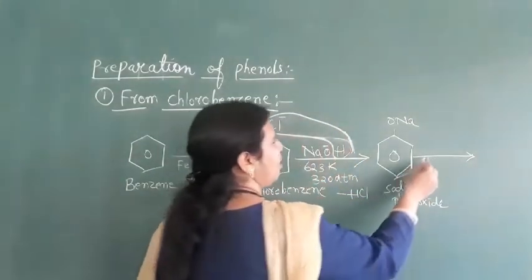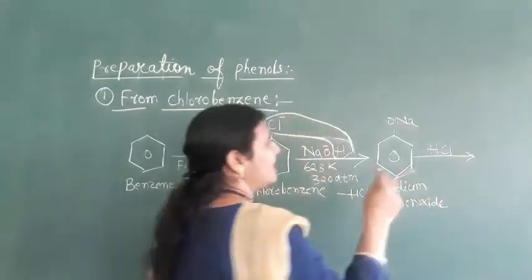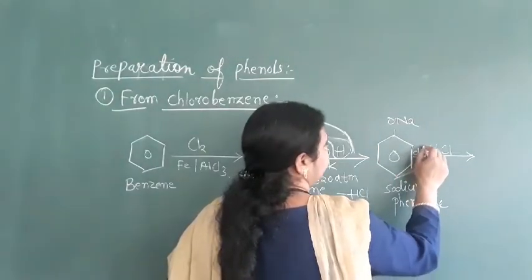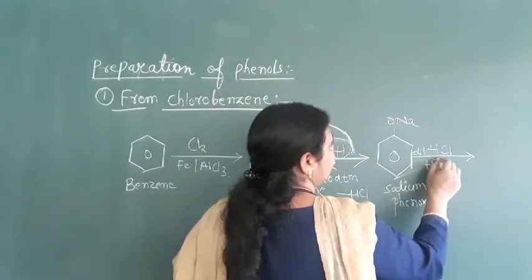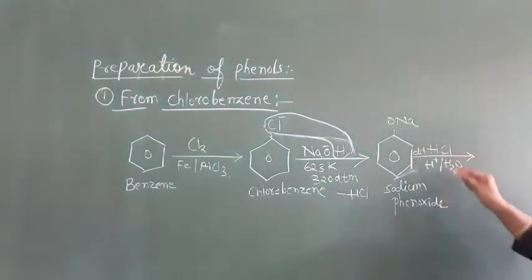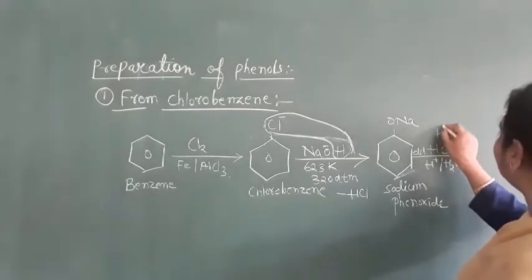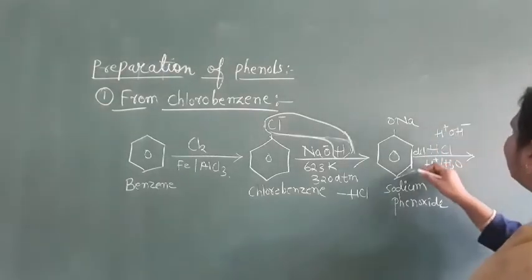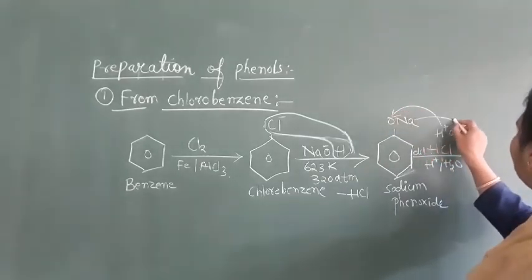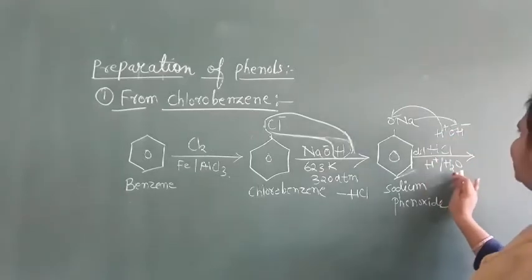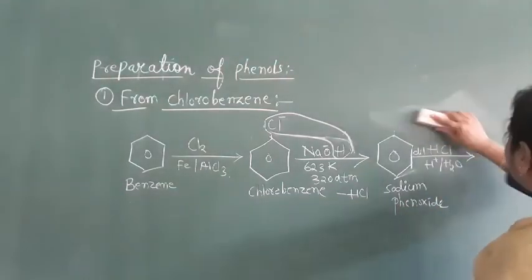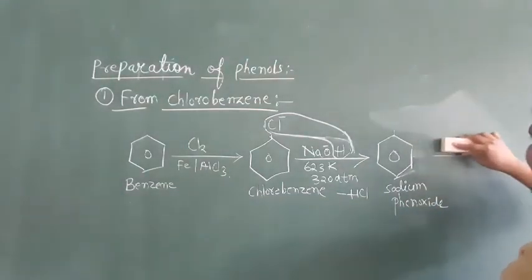this sodium phenoxide on acidic hydrolysis will react with HCl. We have to take dilute HCl here. Acidic hydrolysis means H plus in the presence of H2O. For this sodium phenoxide we have H plus and OH minus. Either you take H2O or you take HCl; we will just take HCl here.